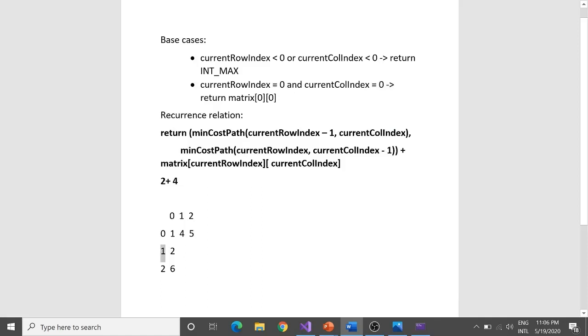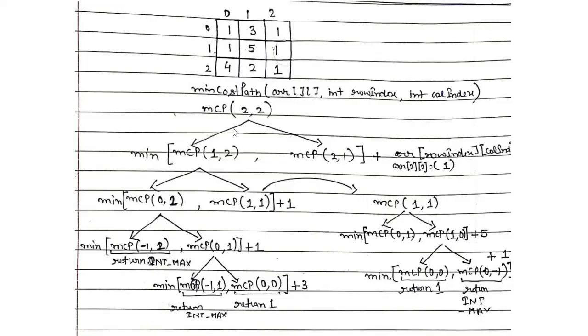Now what does this case mean? The intersection of this one and this one says: what is the min cost path to reach this cell? So what would I be recursing for? In the case of 1 1, I was recursing for min cost path of 0 1 and min cost path of 1 0, and I would be adding 5 to it. Why this 5? Because 5 is the cost to reach this cell 1 1 from anywhere I am coming, so whenever I reach this cell, I need to add 5 to it.